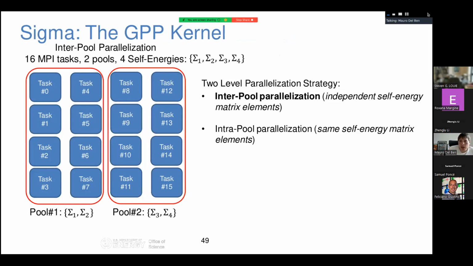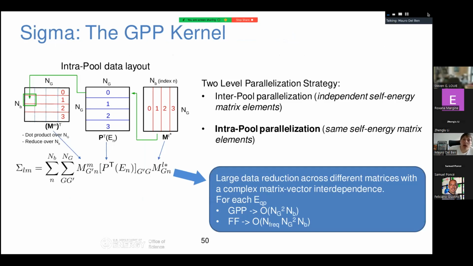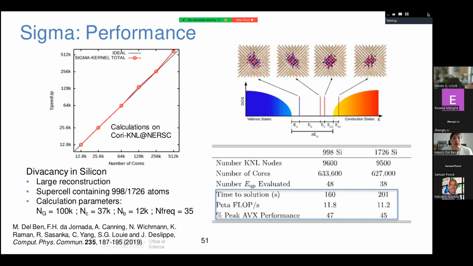over pools of processes, and each of these pools independently calculates a set of self-energy matrix elements, and so the complicated communication happens within the pool, the pool parallelization, which, if you really want to simplify the situation, is a sort of matrix-vector dot product kind of operation where the matrix itself depends on the vectors. It's a little bit more complex and is a sort of tensor-like contraction if you're more familiar with this terminology.